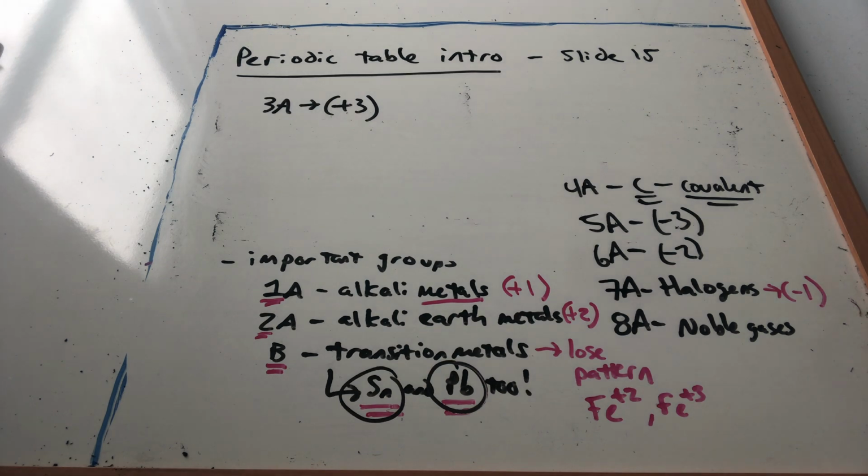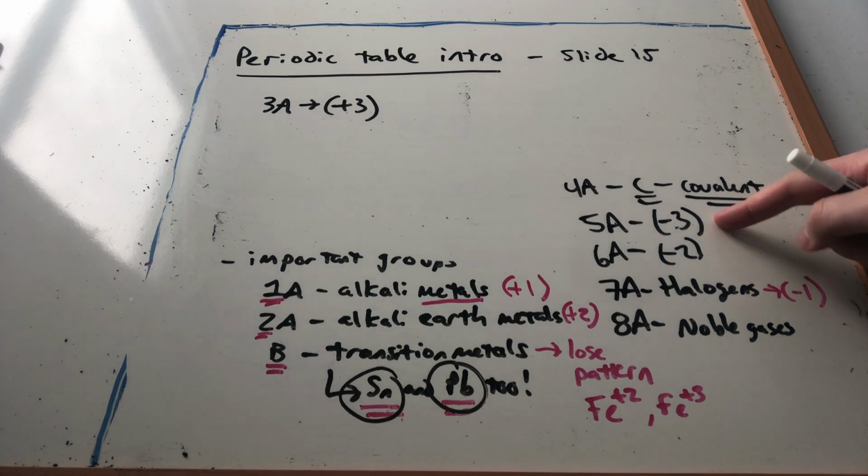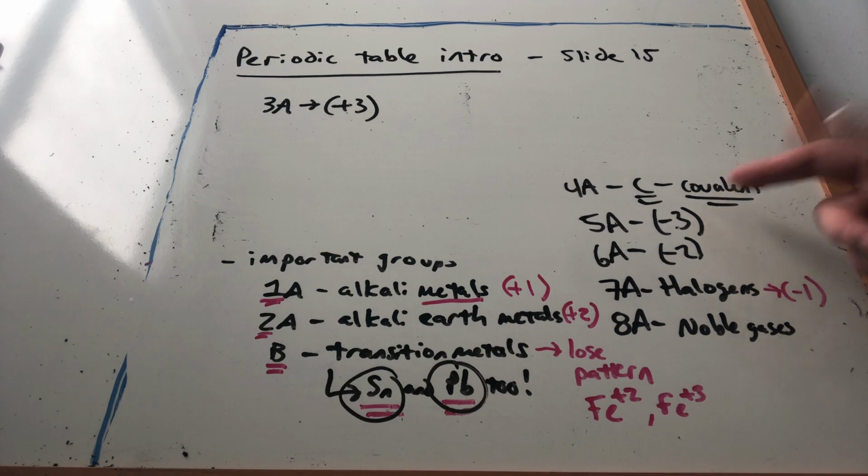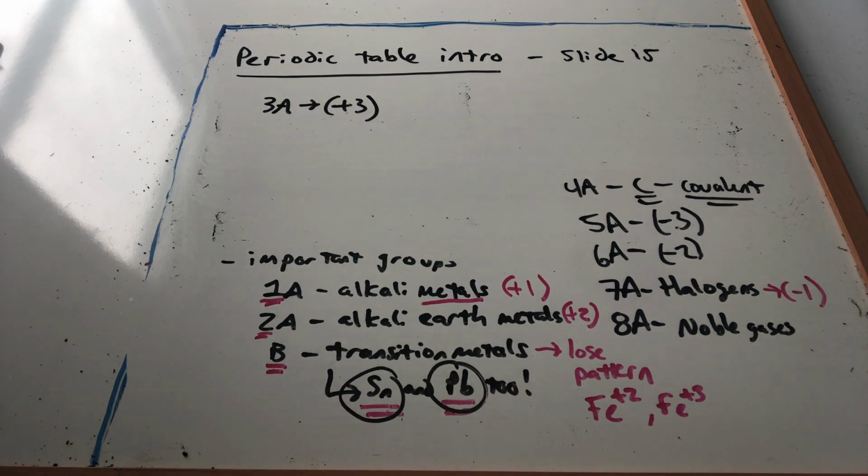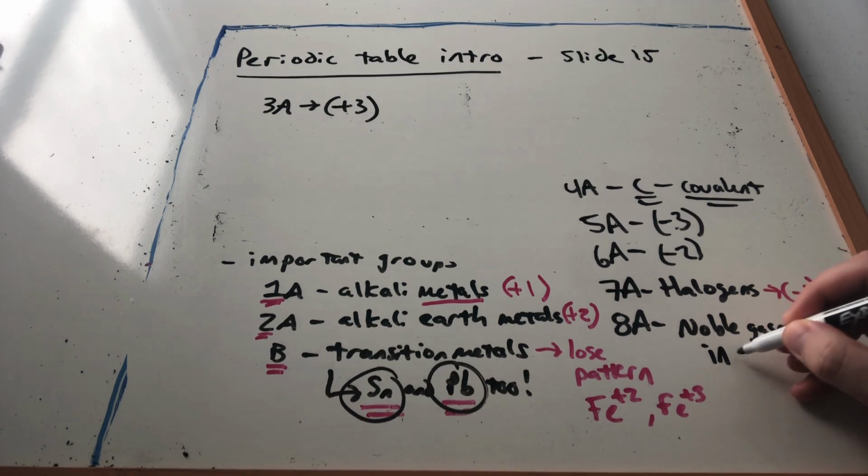in ionic compounds. 4A, right, contains tin and lead, which are really transition metals, where we don't have a pattern and we have multiple charges inside that group, all right, even for one particular element. Group 5A, -3 in ionic compounds, 6A, -2 in ionic compounds, 7A, -1 in ionic compounds, and 8A are noble gases. Sometimes these are called the inert gases.